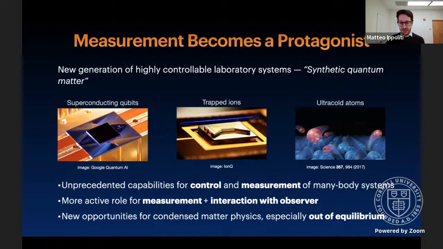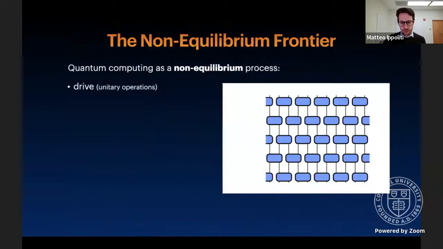And in particular, this opens up the possibility of doing kinds of physics where the measurement and interaction with the observer is much more important and much more central than is typically the case in condensed matter physics, or has been the case in more traditional, standard matter, not synthetic matter. And in particular, this shows up out of equilibrium, as I'm going to argue next.